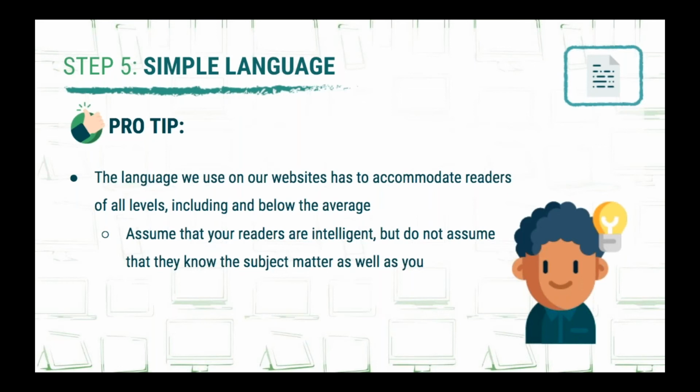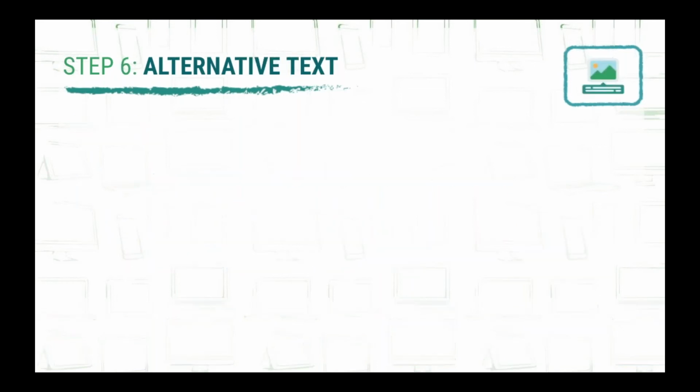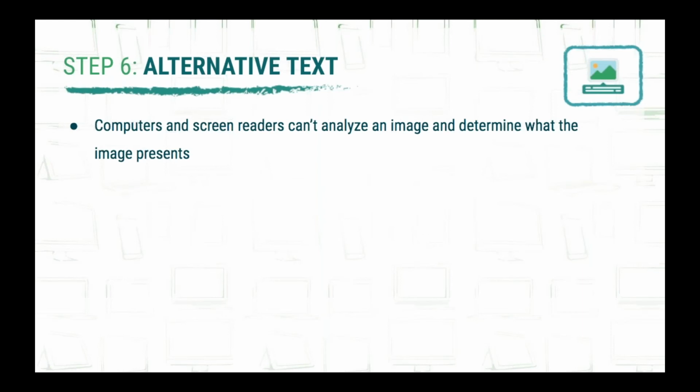That leads us to step number 6, which is alternative text. Now, adding alternative text for images is the first principle of web accessibility. And this is because computers and screen readers cannot analyze an image and determine what the image represents.